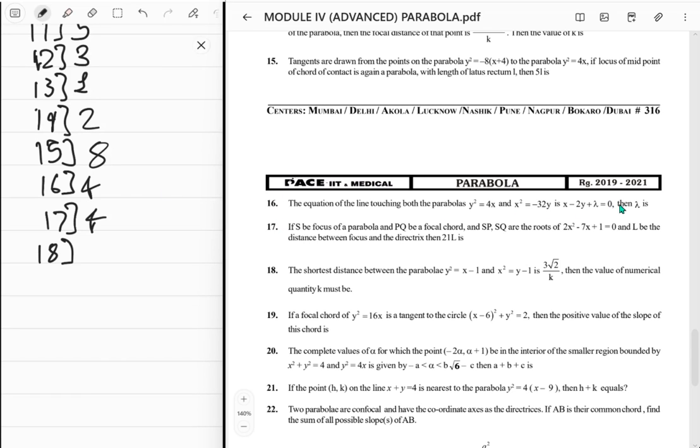Which is, wait, that was 16th, right? 17th is, wait, 18th was 4th. Did I not do this? I didn't do 17th. S is the focus of the parabola, PQ is a focal chord, and SP, SQ are the roots of this equation, right? That's not solvable. Fine. And L is the distance between the focus and the directrix. What even is L?